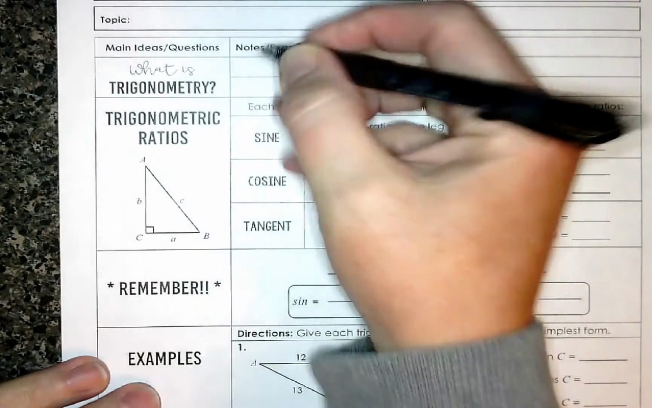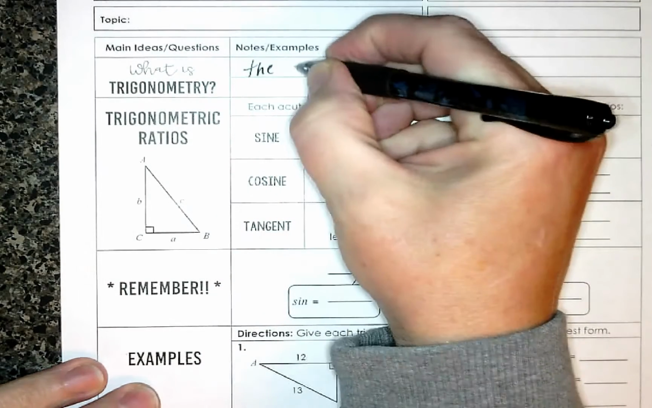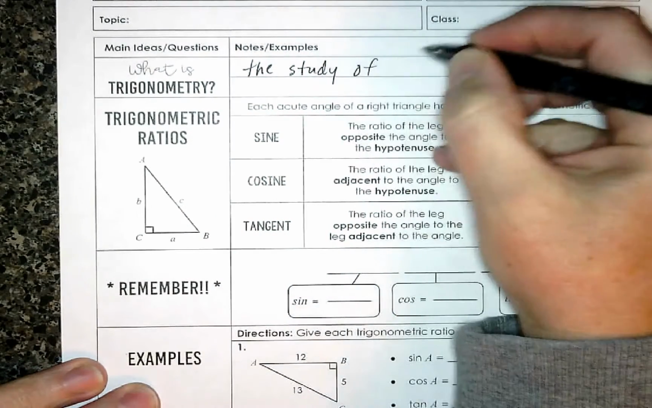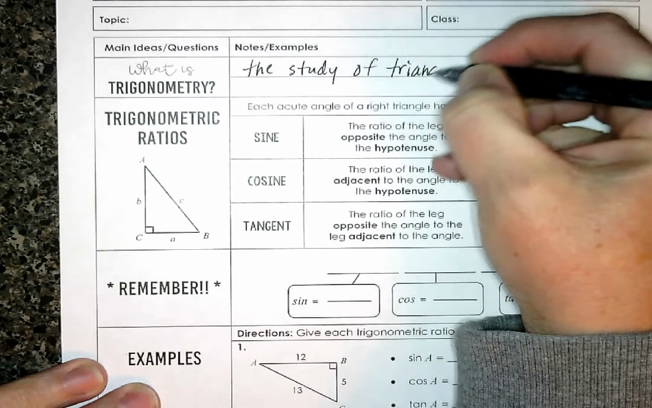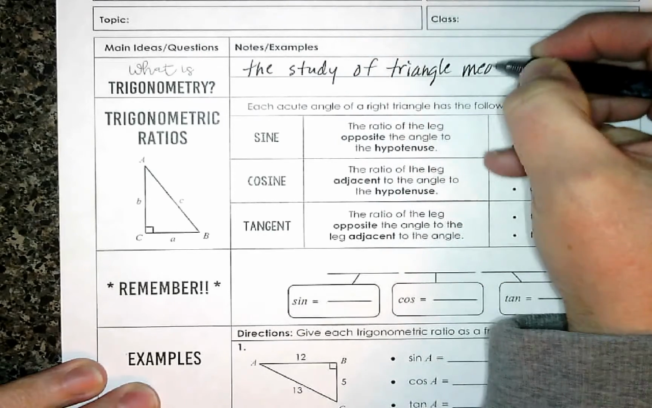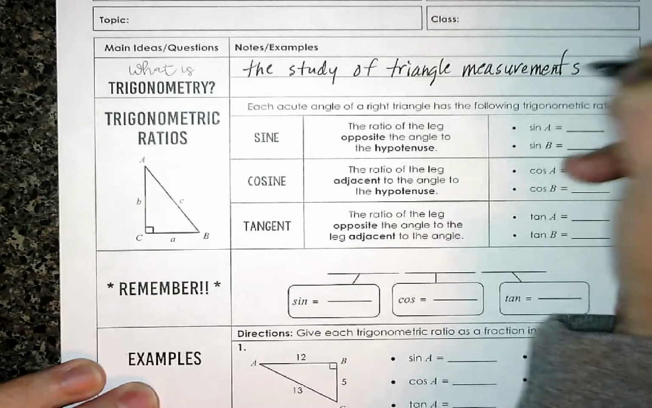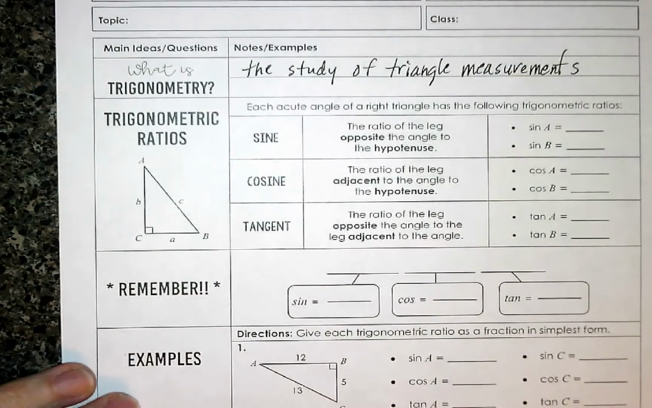Trigonometry is the study of triangle measurements. Now, trigonometry is a large area of mathematics. We are going to do just the very basics, what we call the first three ratios.